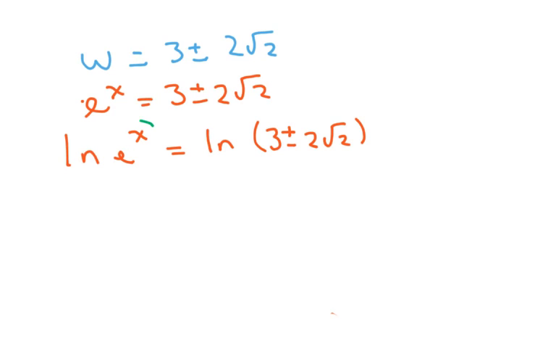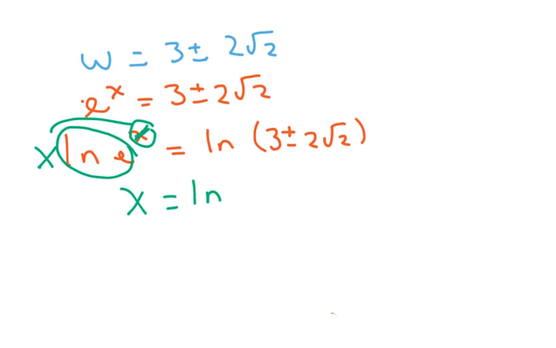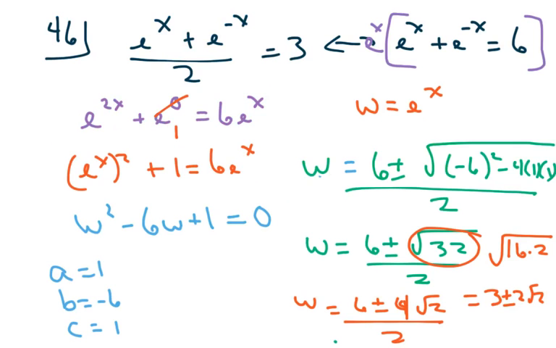Use my power property. This x moves out in front, so we don't have it here. Now natural log of e is just 1, so we basically have x equals natural log of 3 plus or minus 2 root 2. Now in this case you have x equals plus this and minus this. This in here is negative, but when you plug it back into your original equation, it works.